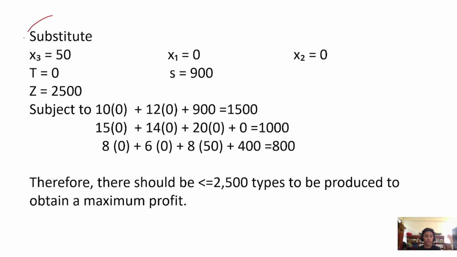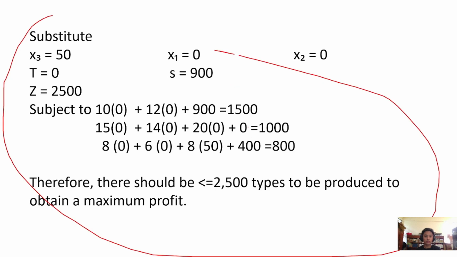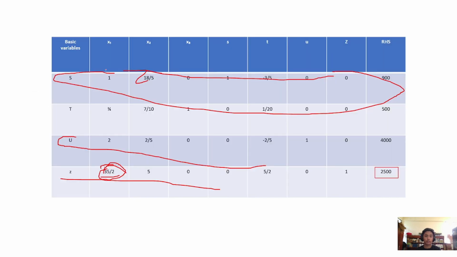Ito po ma'am, for checking na po ito. Mag-conclude muna po tayo. Therefore, this would be less than or equal to 2,500 tires to be produced to obtain maximum profit. So, paano tayo nakaka-sure na tama po itong 2,500? X3, 50. Bakit?